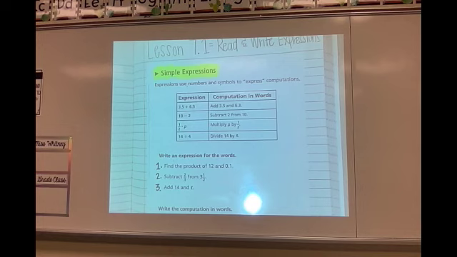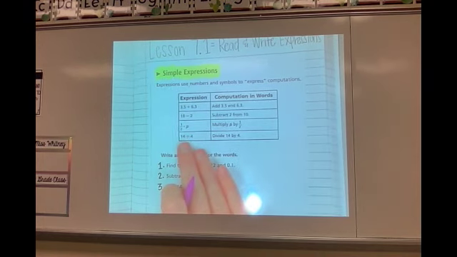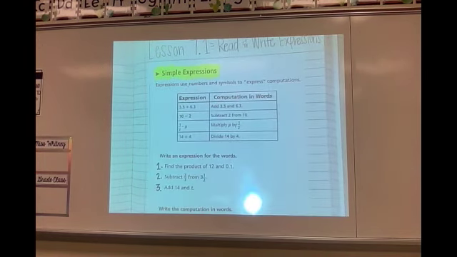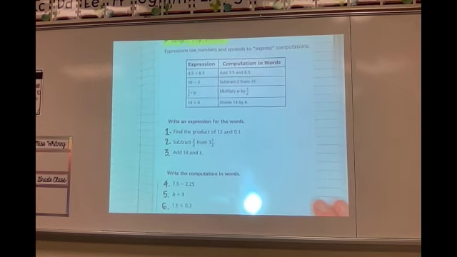So that's what we're working on today. We're going to work on writing these expressions and also putting them into words. We are not solving them. You're not finding the answer because there's no equal sign. They don't want you to solve them. So let's do some examples down here.